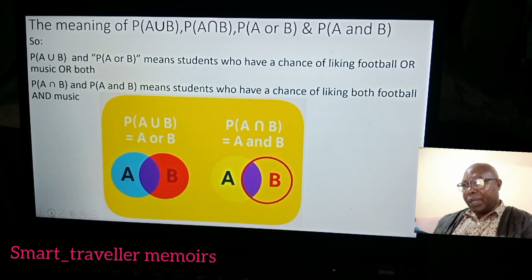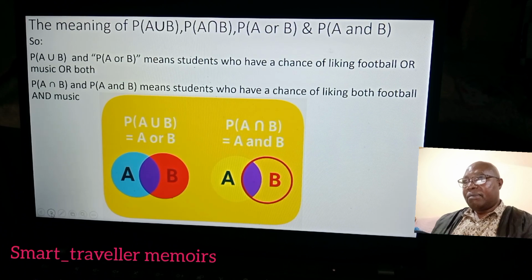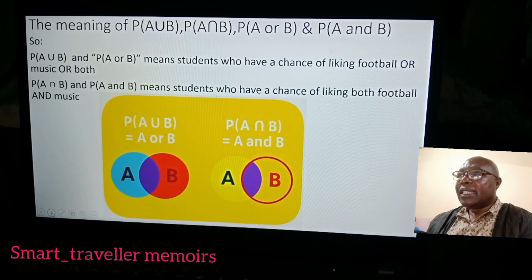So if you say P(A union B) and you say P(A or B), they mean the same. And if you say P(A intersection B) and P(A and B), this means the same. From now, you will not be confused. And there I've got the Venn diagram representing that.